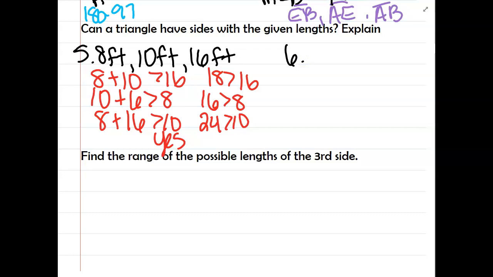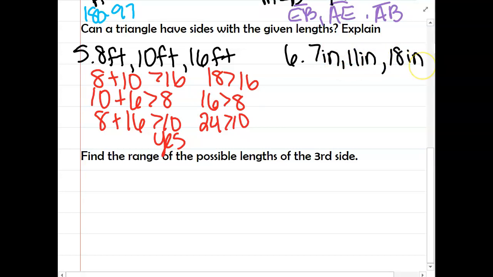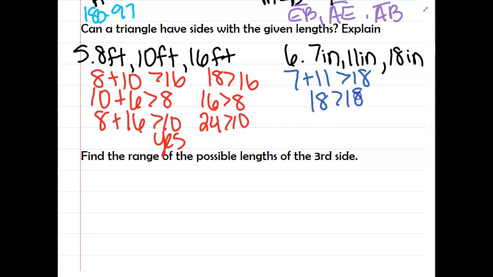Okay, and then let's say we have 7 inches, 11 inches, and 18 inches. If I can make a triangle out of this, I should be able to take 7 plus 11 and it should be greater than 18. Nope. It equals 18, right? Is 18 greater than 18? No.